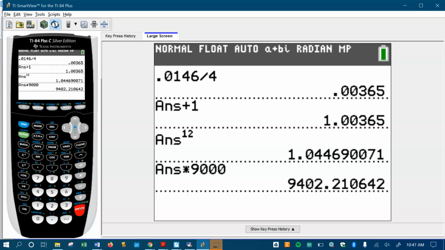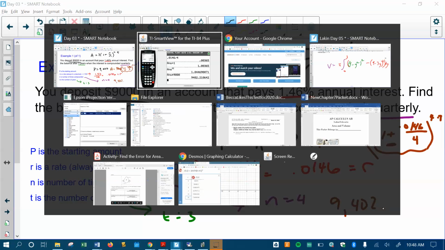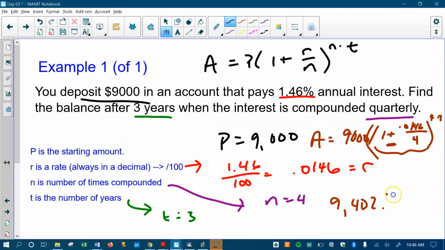Your answer is going to be $9,402. That's how much you're going to get in 3 years, an extra $402. Let's make sure we're rounding to the nearest cent. It looks like we're going to get 21 cents.